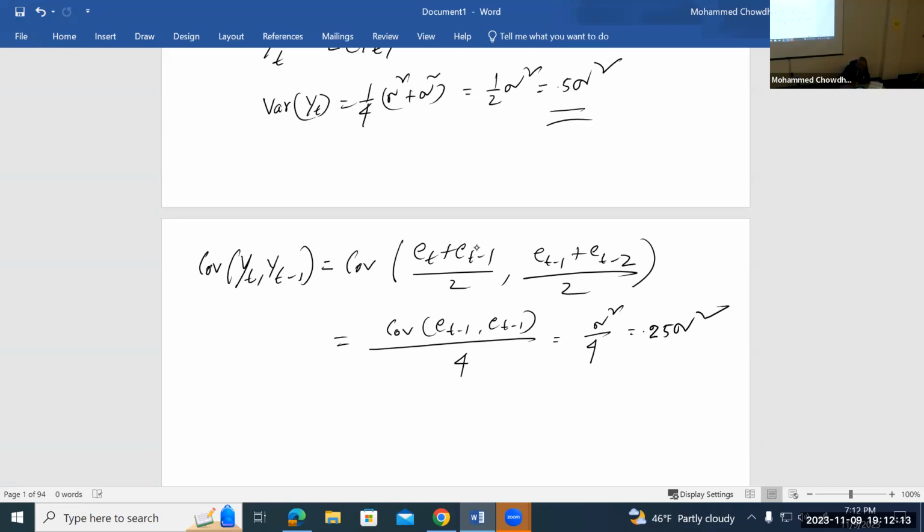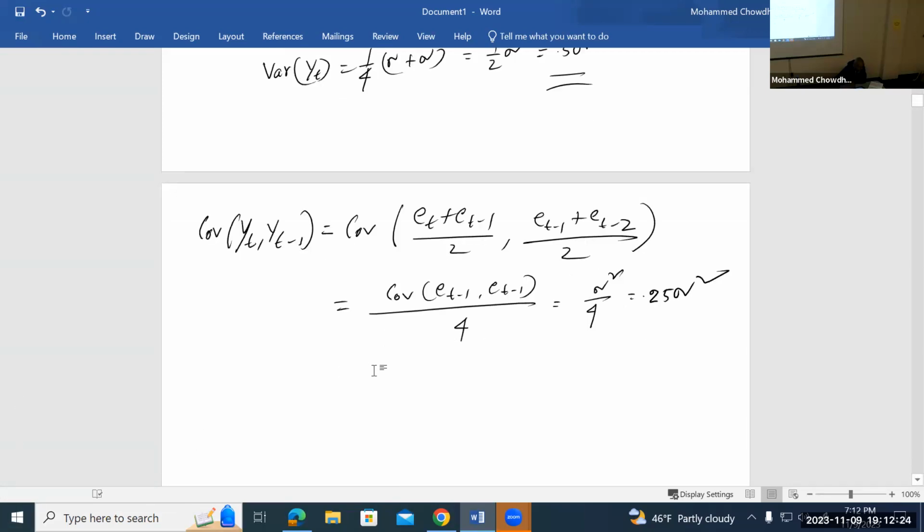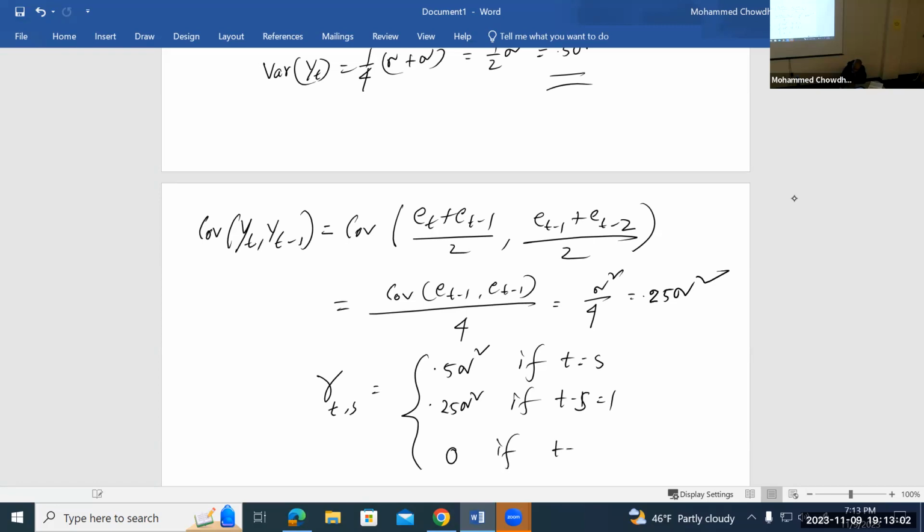Now we want to find the covariance between these two. We already obtained the covariance of these two. So now these things could be written as a covariance structure. See, this is gamma of t comma s, which could be written as 0.5 sigma square if t equal to s. So t equal to s, that means this is the variance part. And then it is 0.25 sigma square if t minus s is equal to 1. There is only one lag. Otherwise, it is 0 if more than one lag, that is, if t minus s is greater than 1, then it is 0.